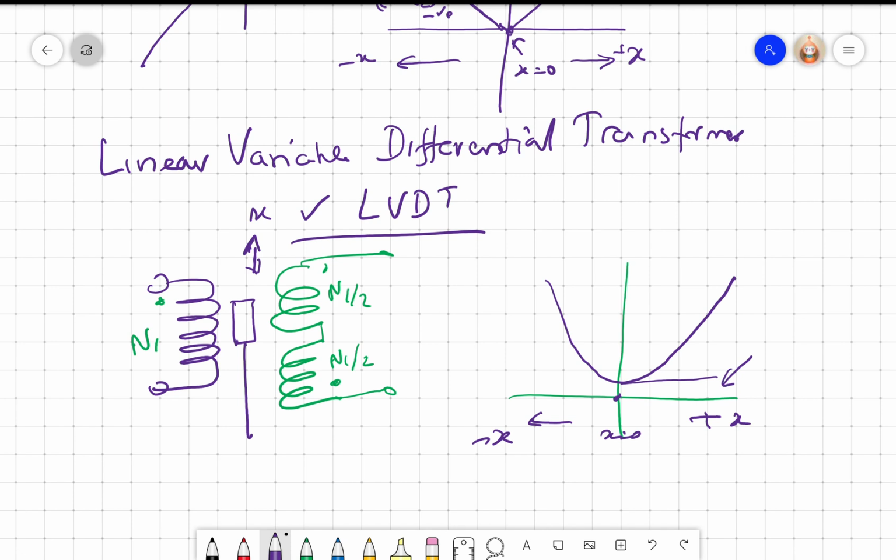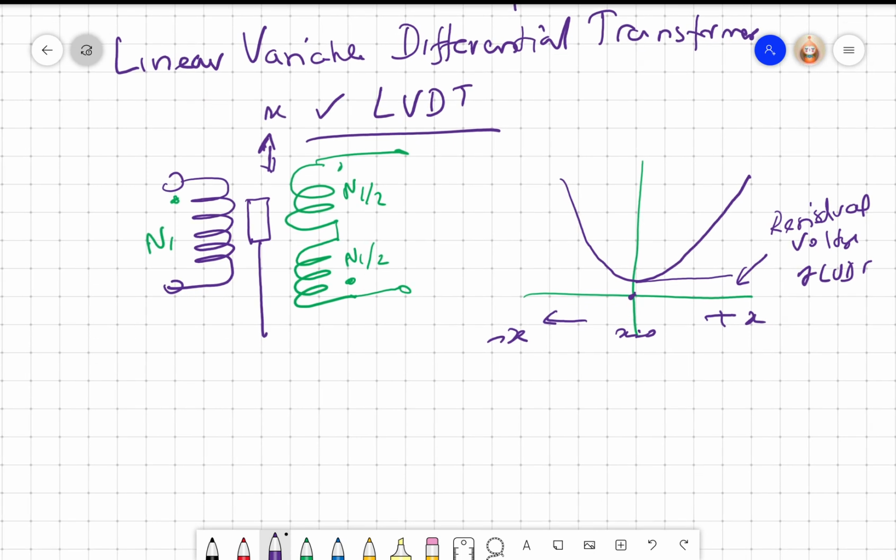So this voltage is called the residual voltage of LVDT. You cannot build an LVDT that does not have a residual voltage, or in other words, all LVDTs will have a residual voltage, right?